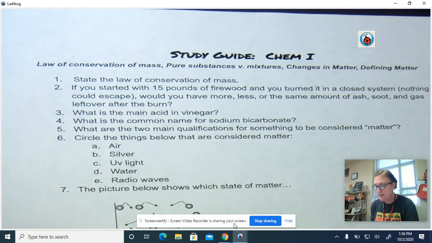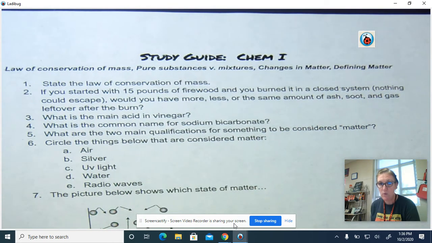So number 2 then says if you started with 15 pounds of firewood, you burned it in a closed system where nothing could escape, would you have more, less, or the same amount of ash and soot and gas left over after the burn? According to the law of conservation of mass, you should have the same amount.